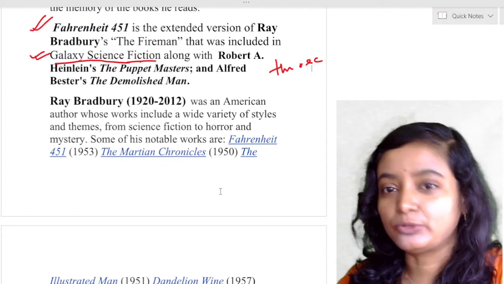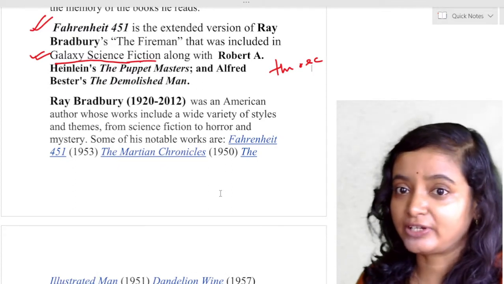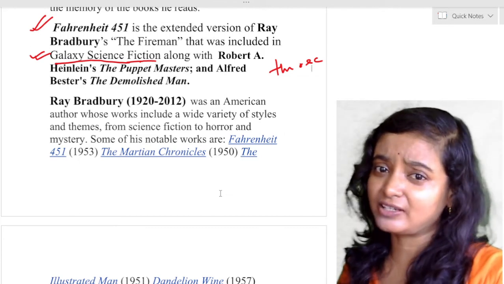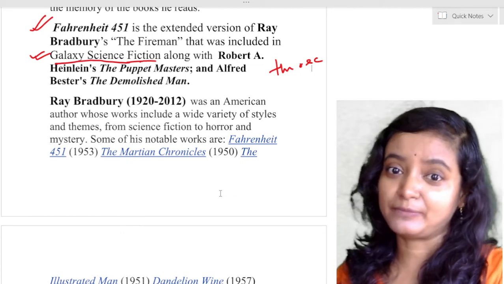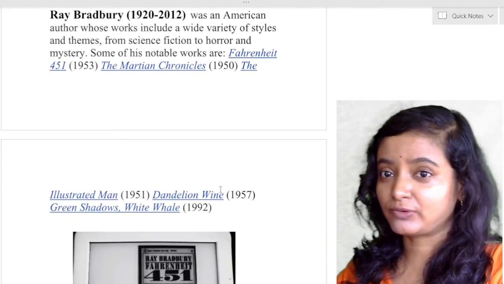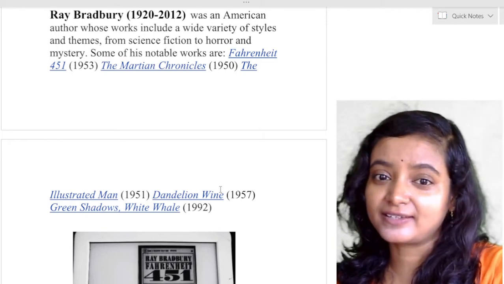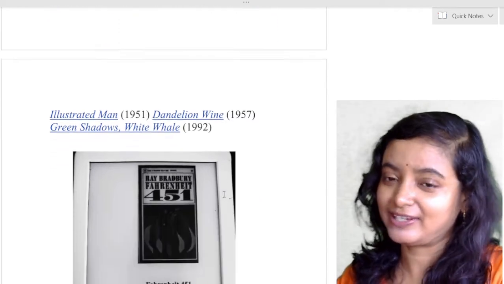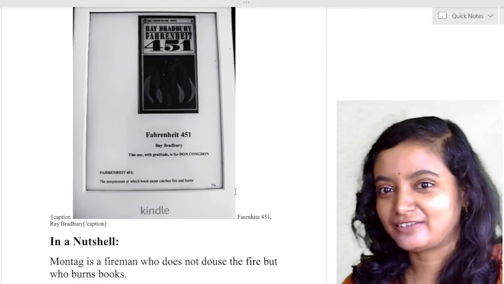Now, Ray Bradbury. Who was Ray Bradbury? We just have an introduction. 1920 to 2012, he was an American author whose work included a wide variety of styles and themes, from science fiction to horror and mystery. Some of his notable works are Fahrenheit 451, 1953, The Martian Chronicles, The Illustrated Man, Dandelion Wine, Green Shadows, White Whale, etc. Actually, I read the book on Kindle.